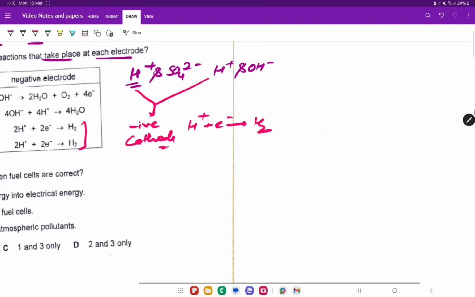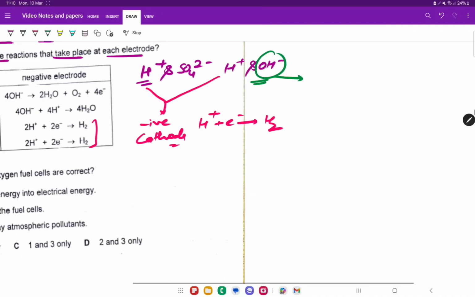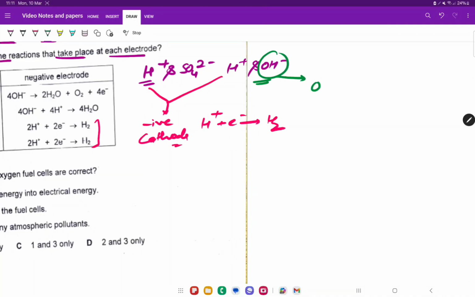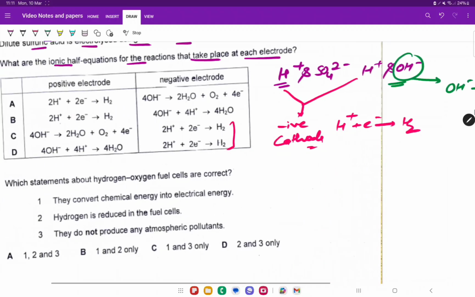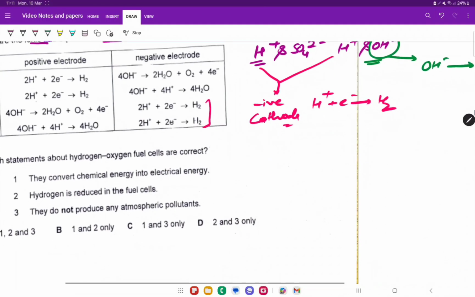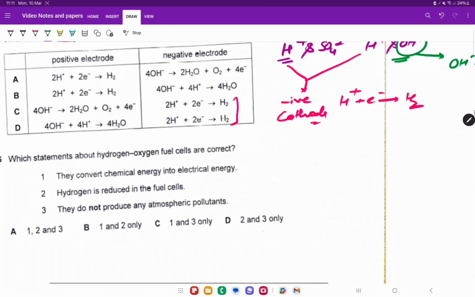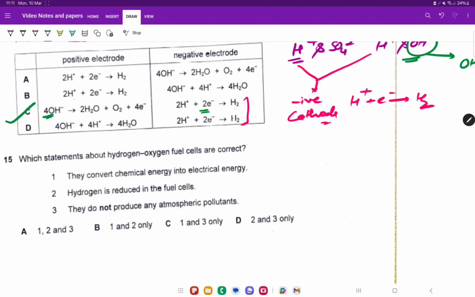Whereas the negative ions, which are sulfate ions and hydroxide ions, out of these only OH minus ions will go to the electrode preferentially because they have more tendency to lose charge, and these OH minus ions will go to the anode and undergo oxidation to form oxygen and water. So the answer for this is 4OH minus gives 2H2O plus O2 plus 4 electrons, and 2H plus plus 2 electrons give you H2. The answer for this is C.